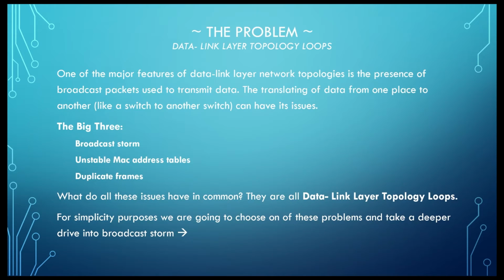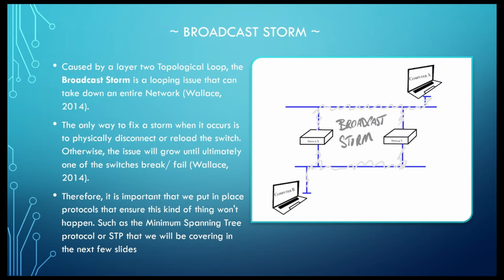So what is the problem we'll be looking into? One of the major features of data link layer network topologies is the presence of broadcast packets used to transmit data. The translating of data from one place to another, like one switch to another switch, can have its issues. The big three issues are broadcast storms, unstable MAC address tables, and duplicate frames. So what do all these issues have in common? They're all data link layer topology loops.